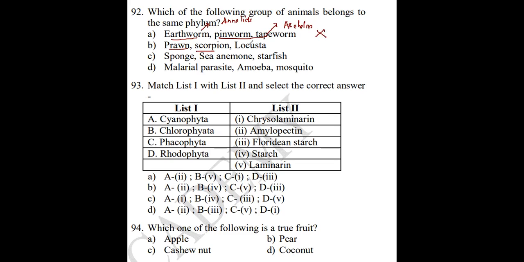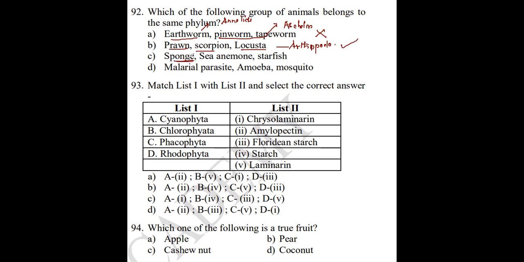Prawns, scorpions, and locust: everything is going to be arthropods. So they belong to the phylum Arthropoda. Arthropods usually have classes, and in that there are going to be all these things. So this is a correct statement.